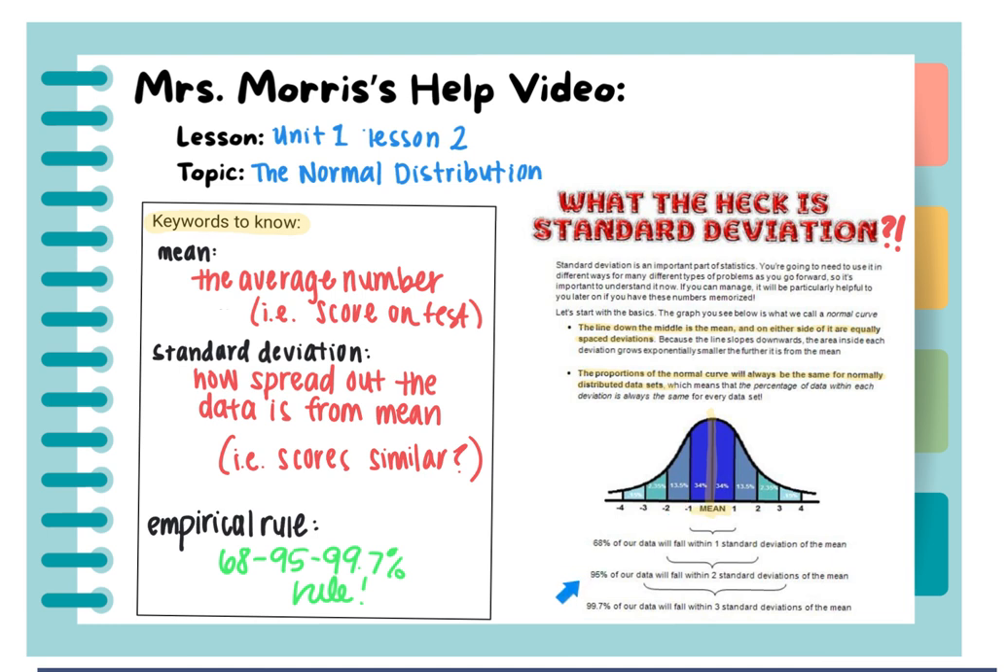95% of our data will fall within two standard deviations. So that would be 1, 2. So this whole bell curve right here. And then last but not least, 99.7% of our data will fall under 3 standard deviations away. So that would be 1, 2, 3. So it would all fall under this right here, leaving these right here being 0.3% to fill right here.